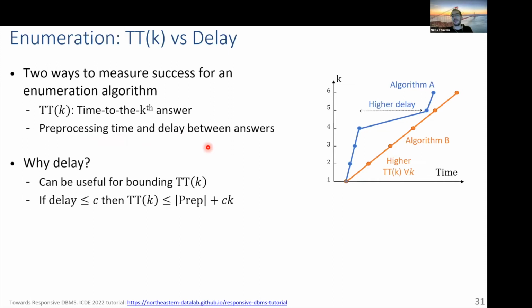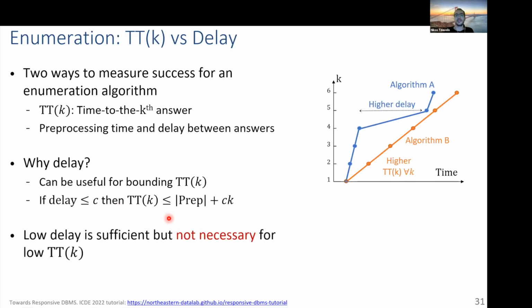Well, delay can be useful if we want to get a bound on the time to k. So if we know that delay is bounded by something, then we can derive a corresponding guarantee for the time to k. However, you can see that low delay is sufficient but not necessary in order to get a low time to k. And you can see here on the right an example where we have 2 algorithms, A and B. And A is faster than B here because it returns every answer faster than B.